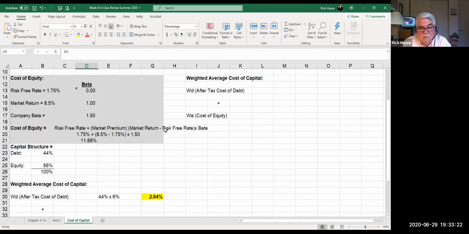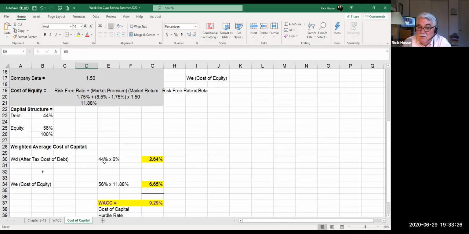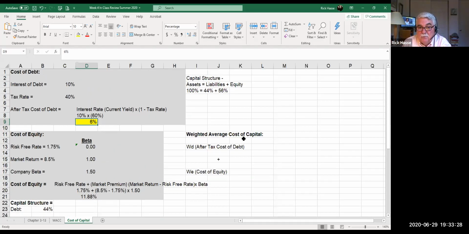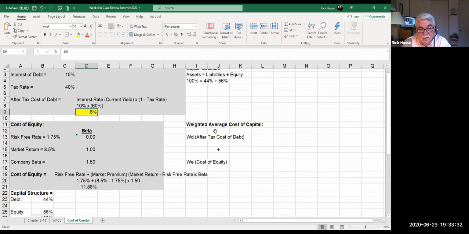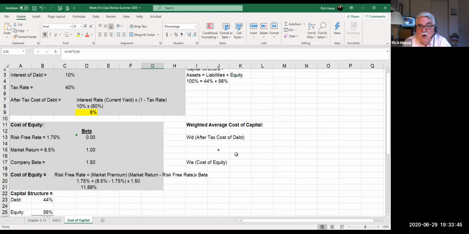So down here, if I take 6% times my weighted average of 44%, remember I got 44% up here, given. We just calculated the 6%. If I take 44% times 6%, I get a weighted after-tax cost of debt of 2.64%. Cool. What is our cost of equity?